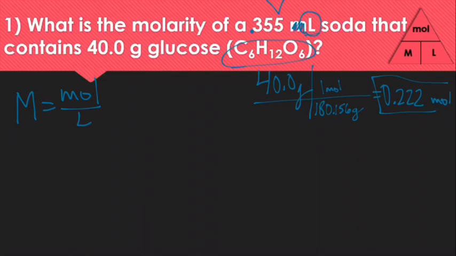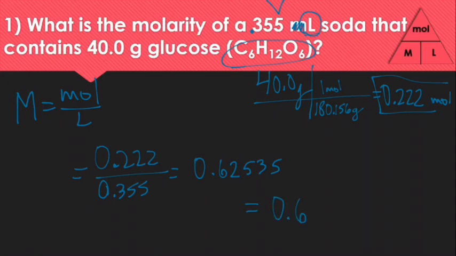And now I can actually get to plugging this in. I have that many moles, and we already changed our volume into liters, so that's 0.355. And putting it in the calculator gets us 0.62535. And that means our final answer is 0.625 molar. That is the concentration of that solution. So just a little bit of algebra, maybe a little bit of dimensional analysis, and you're there. It's not too bad. The dimensional analysis is probably your least favorite part there.